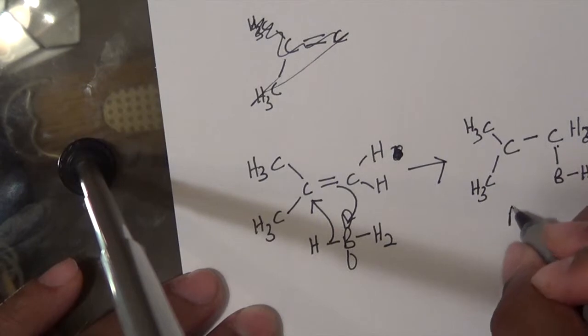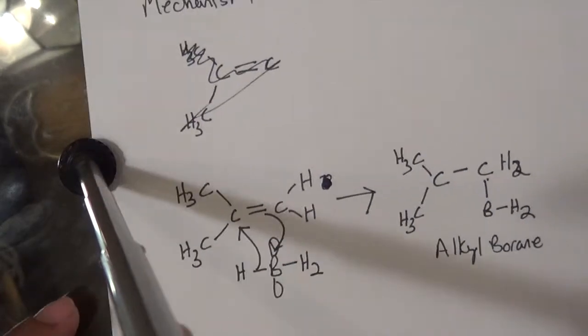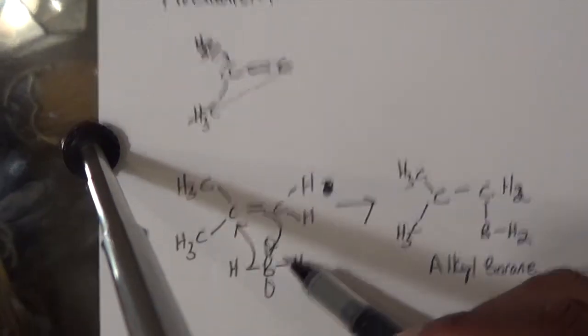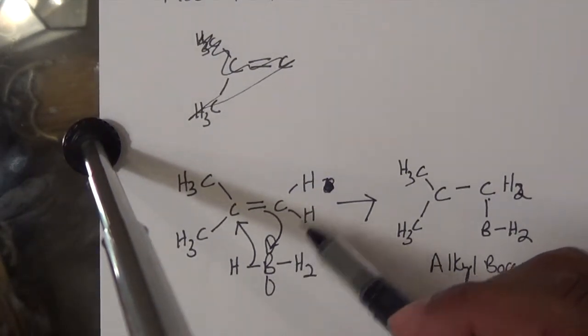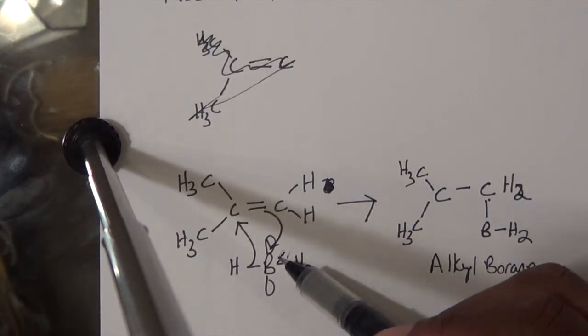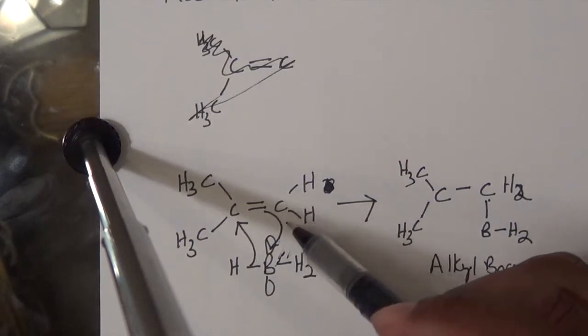BH2 to give us an alkyl borane. Okay. All right, that's what we have, an alkyl borane. Notice that the boron added to the carbon with the greatest number of hydrogens. Okay, again, that's because it's acting as an electrophile. The electrophile always adds to the carbon with the greatest number of hydrogens.